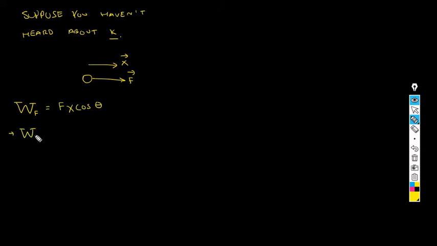Now in this case, since the vectors are parallel, the angle between them is 0, and the cosine of 0 is 1. So the work done by the force simplifies to this equation. Okay, and let's keep this for a moment. That was the first step in the proof, doing this mathematical work.